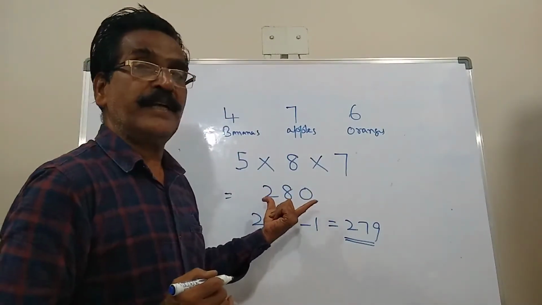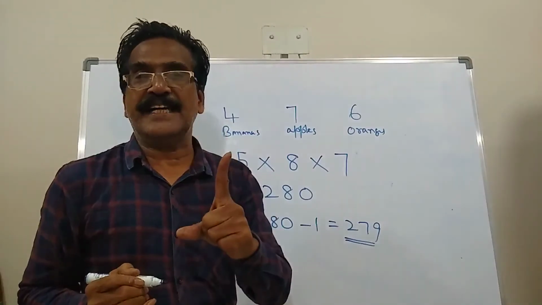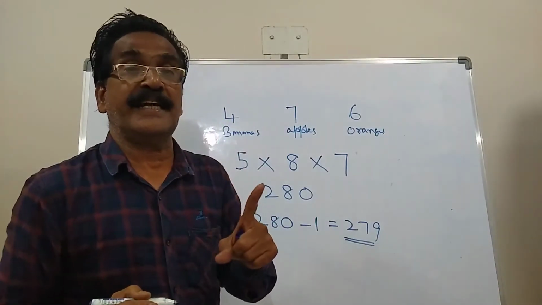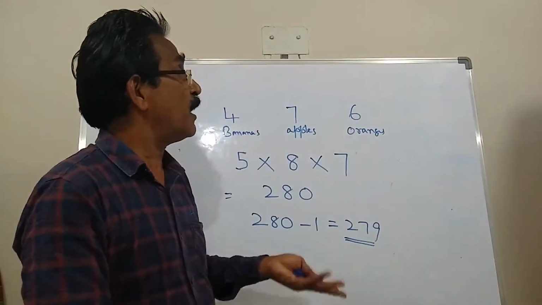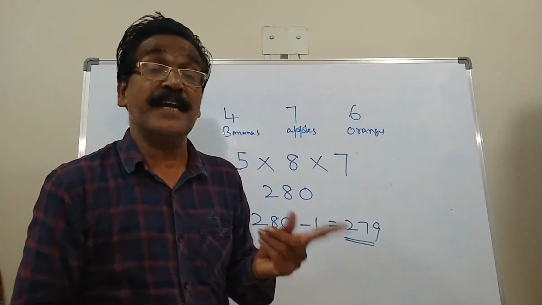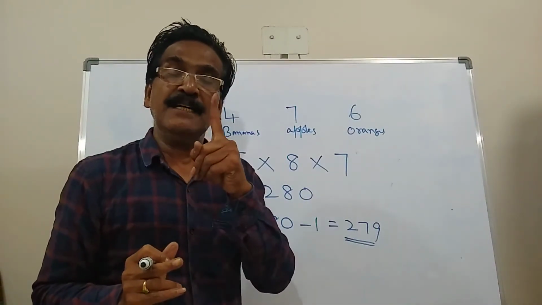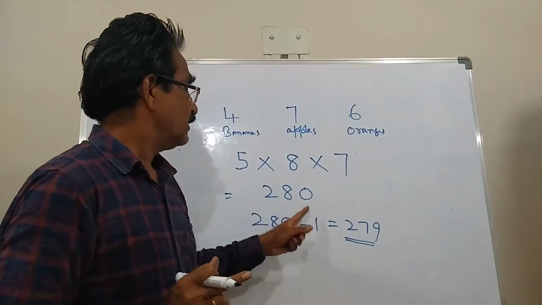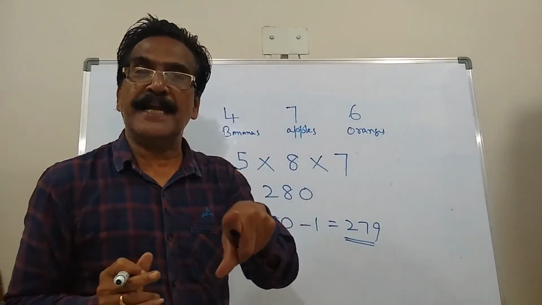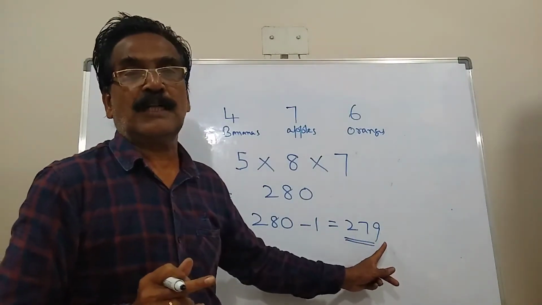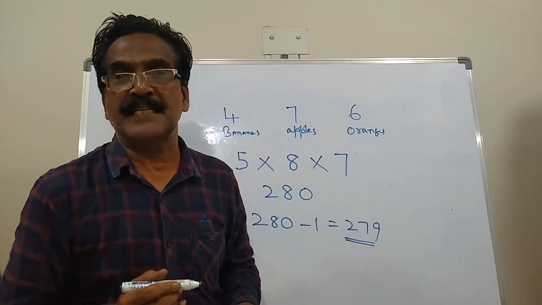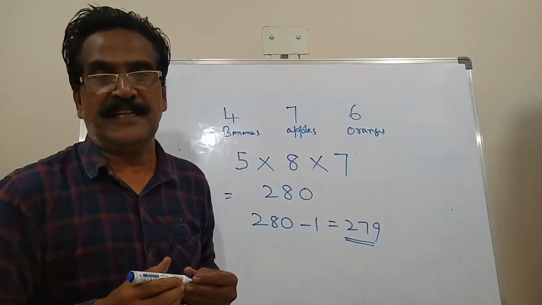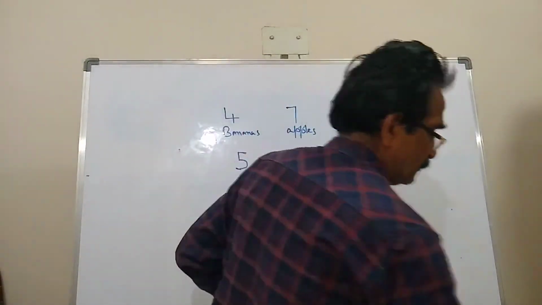So this 280 includes one case. What is that one case? Taking no banana, taking no apple, taking no orange. He has to take at least one fruit. So that one case we have to subtract. So the total number of ways of selection from the basket is equal to 279, friends.